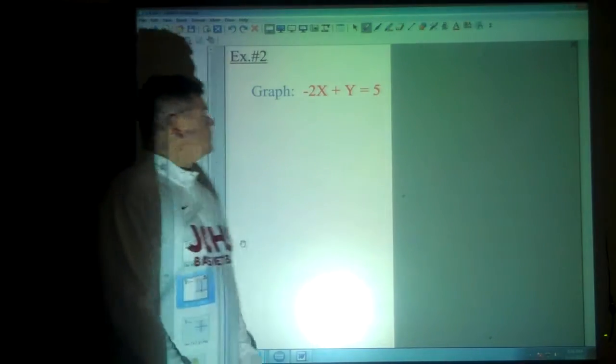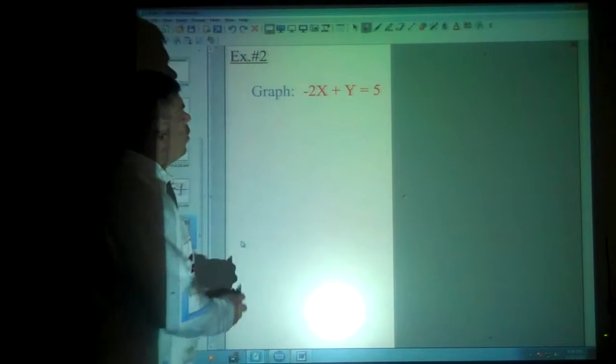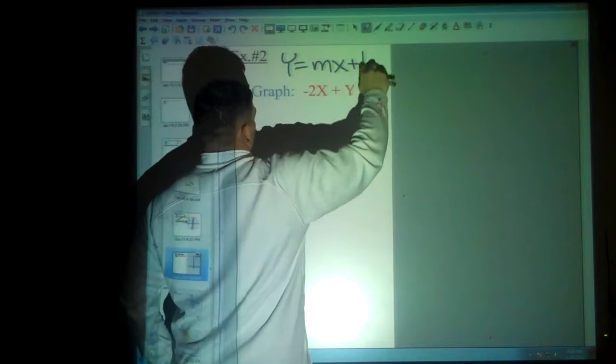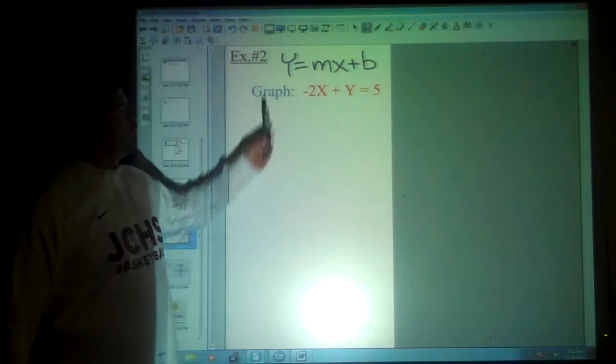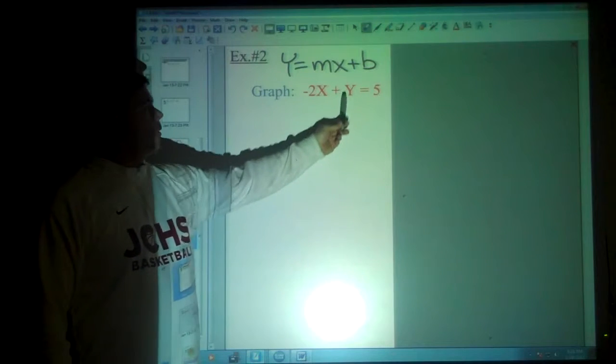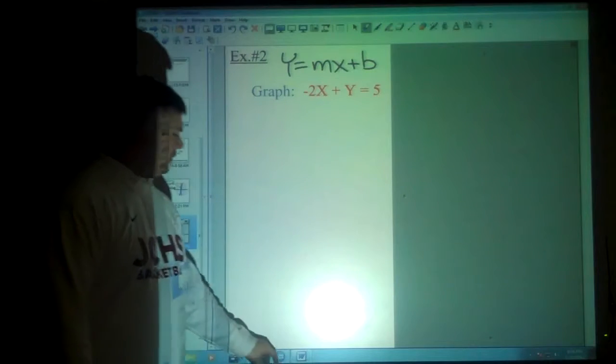All right, let's try it again. Negative 2x plus y equals 5. Now you'll notice this does not quite look like y equals mx plus b. It's close, but in slope-intercept form, y equals mx plus b, y is all alone. Y is not all alone here. But I can get it alone. I just have to play the shuffling game.